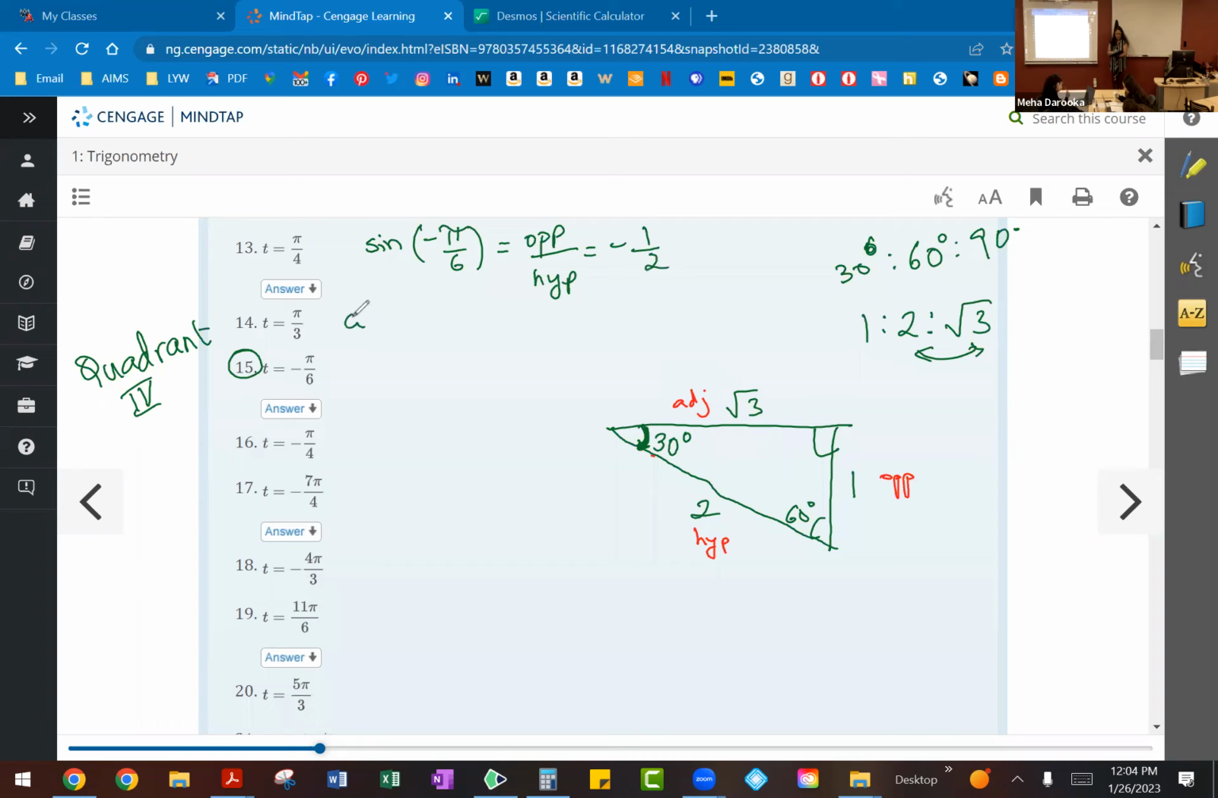All right, let's talk about the cosine function for this angle, negative pi over 6. Cosine is adjacent over hypotenuse, so what are we looking at?